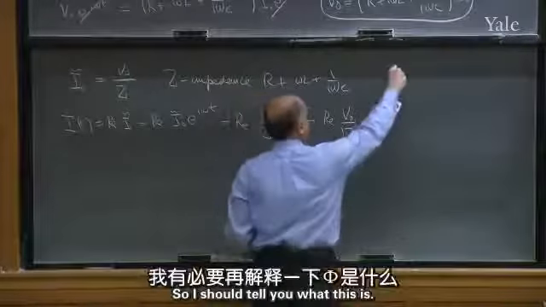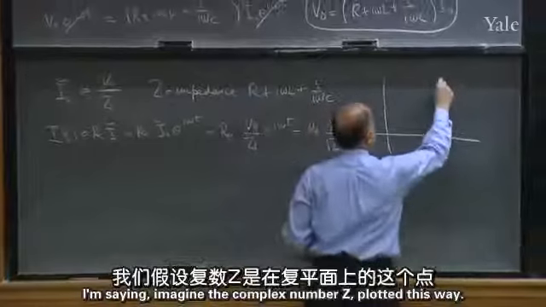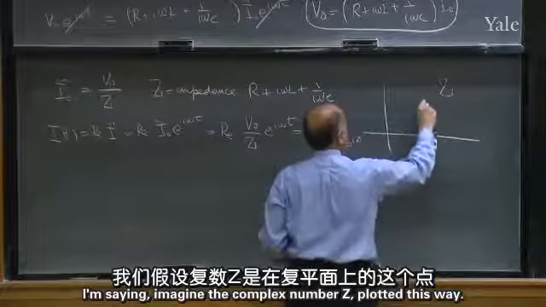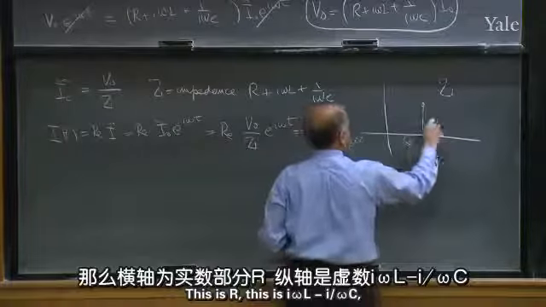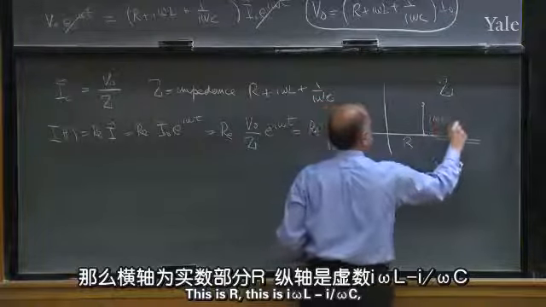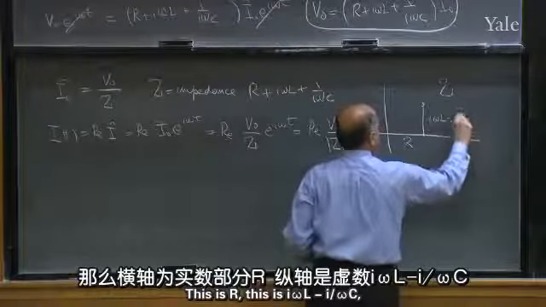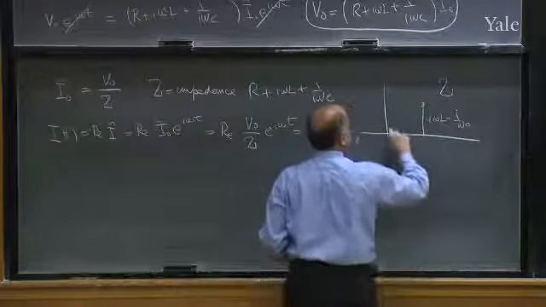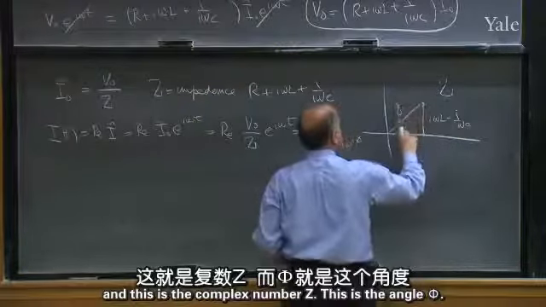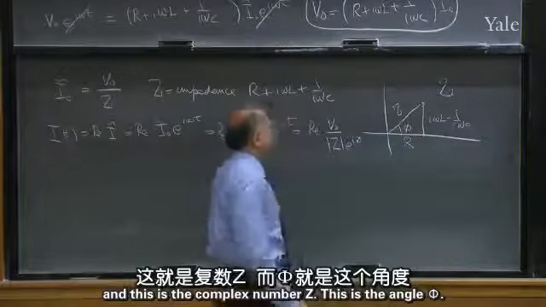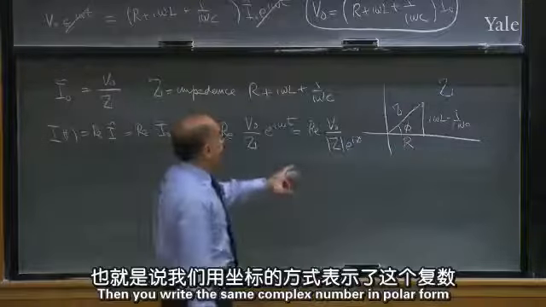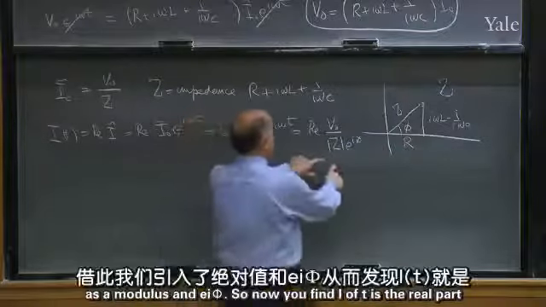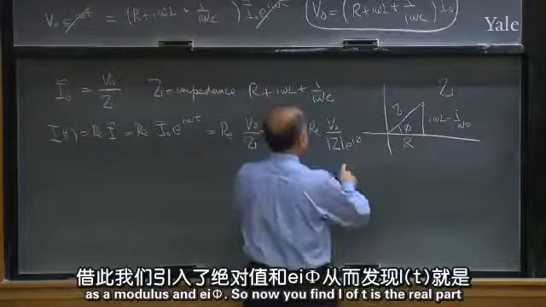So I should tell you what this is. Imagine the complex number Z plotted this way. This is R. This is I omega L minus 1 over I omega C. And this is the complex number Z. This is the angle phi. Then you write the same complex number in polar form as the modulus and e to the I phi.